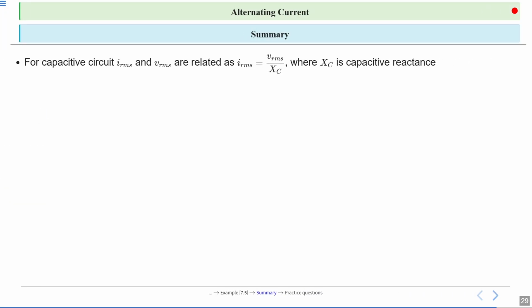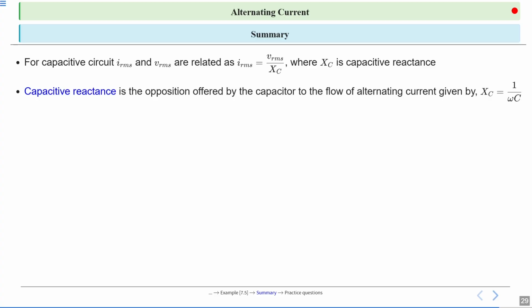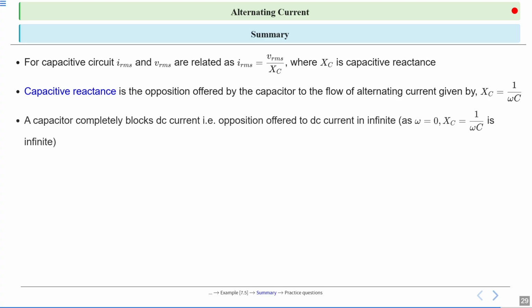Okay, so this is all about that. Now we will see the summary. For a capacitive circuit, IRMS and VRMS are related as IRMS equal to VRMS upon XC, or in terms of peak value, Im equal to Vm upon XC, where XC is the capacitive reactance. Capacitive reactance is the opposition offered by the capacitor to the flow of alternating current and is given by XC equal to 1 by omega C.